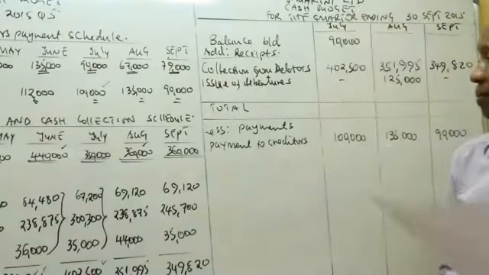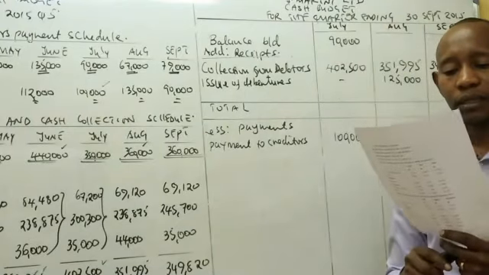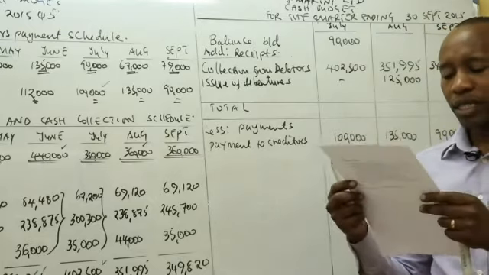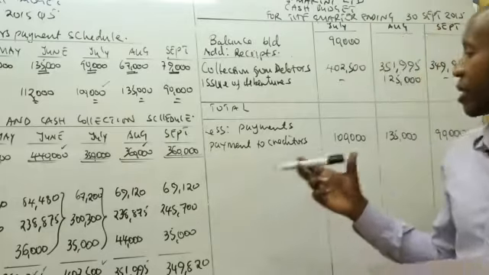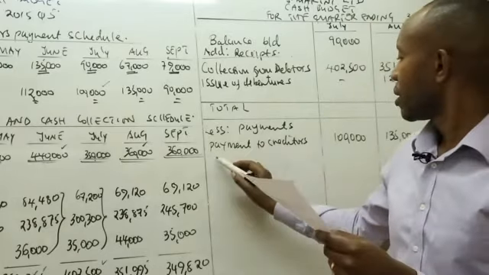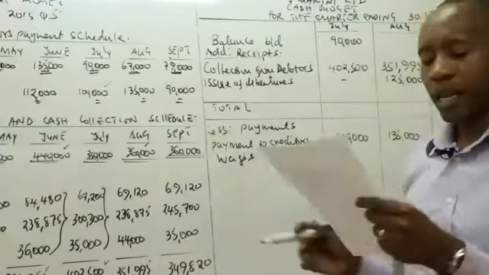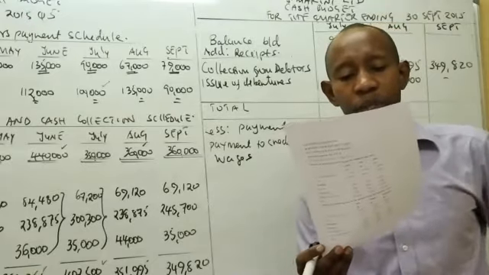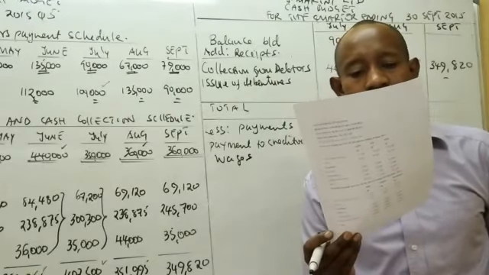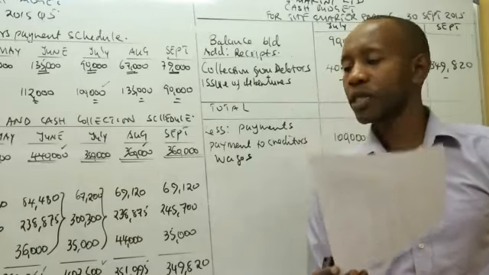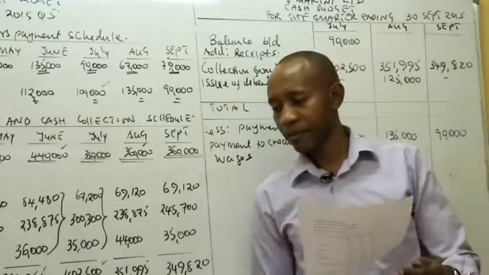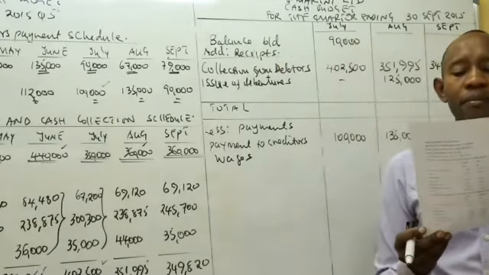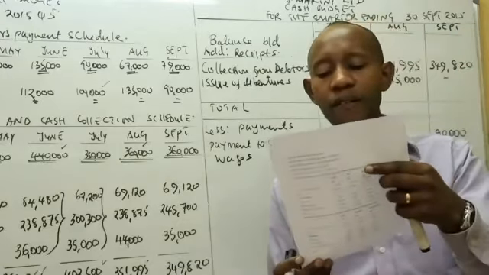Let's go back to the question. And next is wages, payment for wages. Wages, and how are we paying our wages? We read which note? Note number seven, we say that there is a delay of 1 month in payment of overheads and wages.